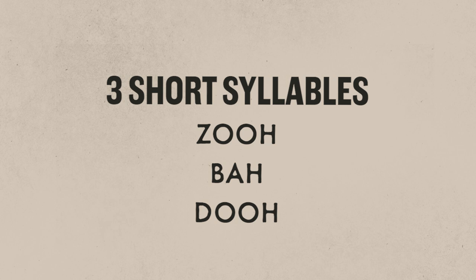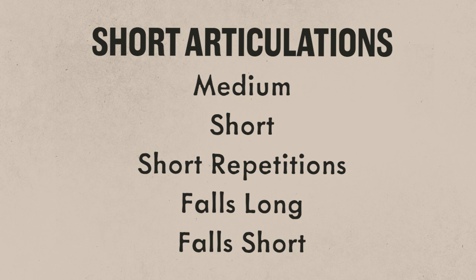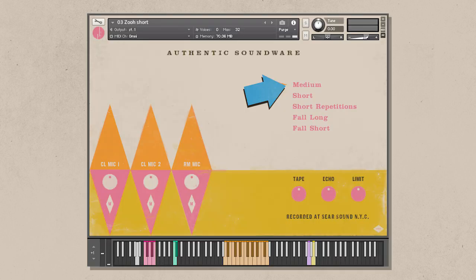Okay, so now let's listen to the short syllables. There's 5 articulations for these. There's what we call mediums. These are medium length syllable notes that are not looped and don't have legato. Then there's shorts. These are short notes with a full attack on the initial consonant sound. Then there's short repetitions. These are short notes with a special transition that simulates cutting off a held note and reattacking with a new note. Then we have long falls and short falls.